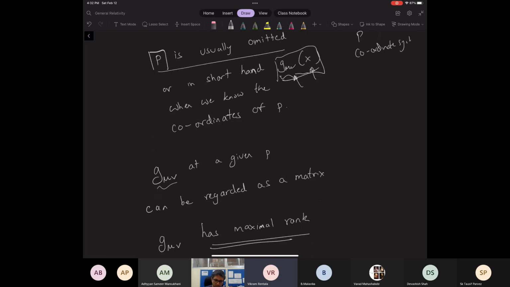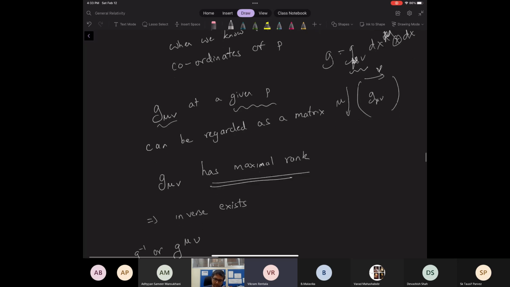So this G mu nu at a given P can now be regarded as a matrix. It's a matrix of coefficients of the metric G expressed in a particular basis, the basis of dx mu, dx nu. So these are now basis coefficients, and these basis coefficients are numbers. And now you can regard this as a matrix, and the entries are G mu nu. Mu labels the row indices, nu labels the column indices. So you can think of this as a matrix.